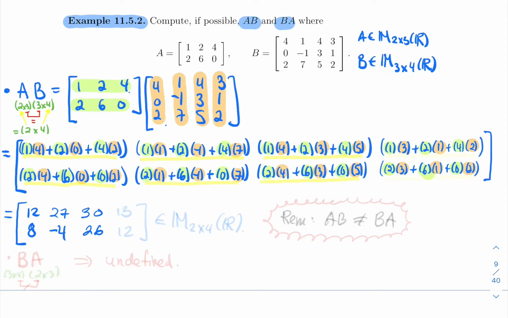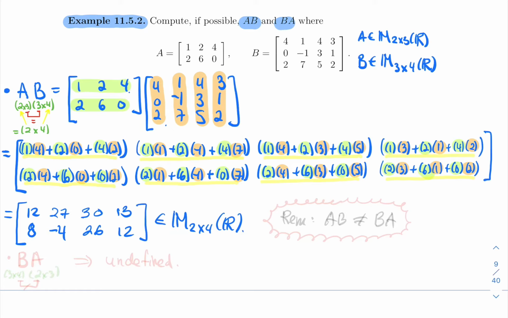Then finally, we're going to get 3 plus 2 plus 8. That's going to give us 13. And we're going to get 6 plus 6, that's 12, plus 0, and that's 12. And that's your final answer. And as you can see, this matrix has 2 rows and 4 columns, as predicted.